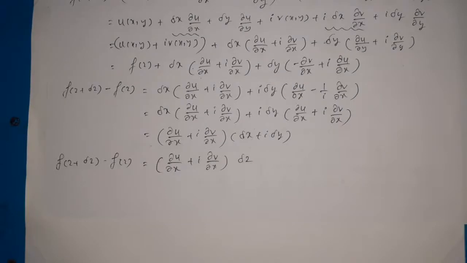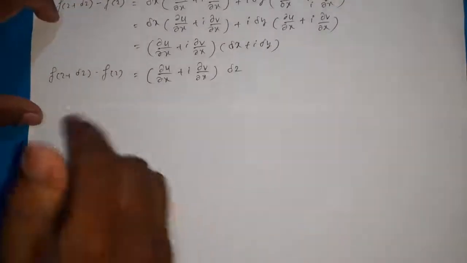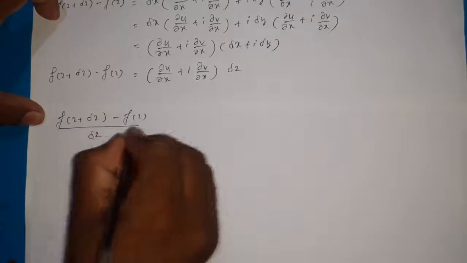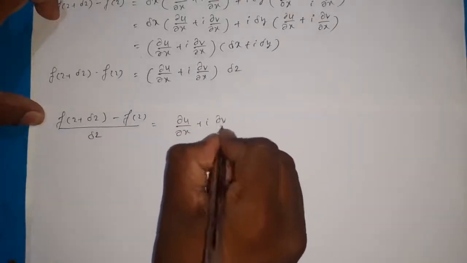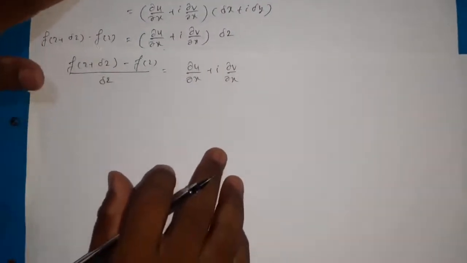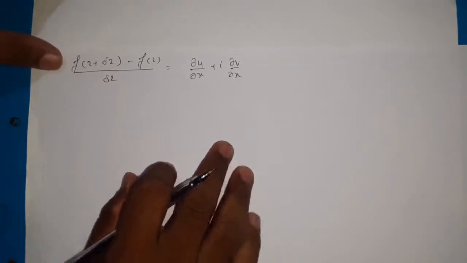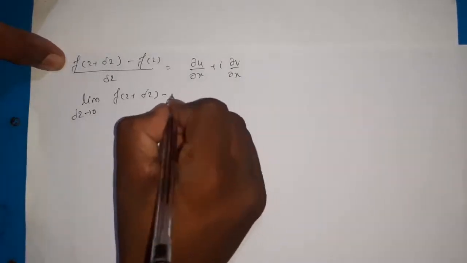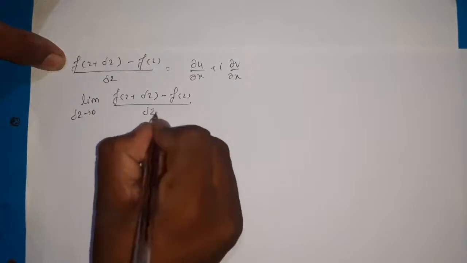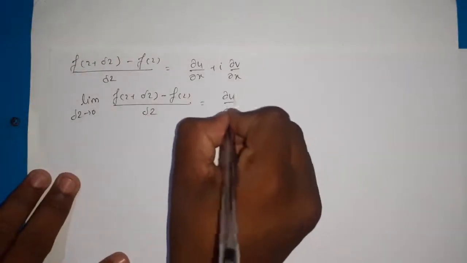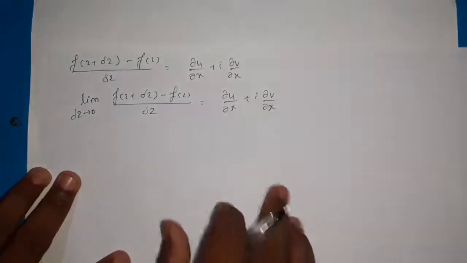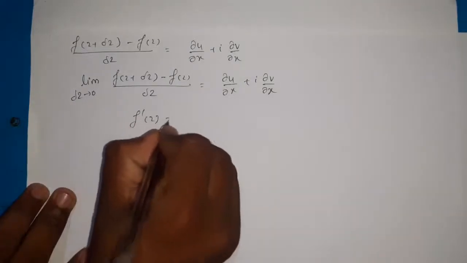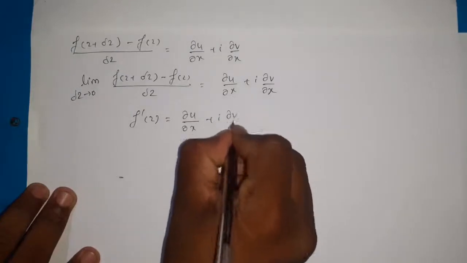So now rearranging this term, we got f of z plus delta z minus f of z divided by delta z is equal to dou u by dou x plus I into dou v by dou x. Now applying the limit on LHS, limit as delta z tends to 0, f of z plus delta z minus f of z divided by delta z is equal to dou u by dou x plus I into dou v by dou x. So by using the definition of f dash of z, this term can be written as f dash of z equal to dou u by dou x plus I into dou v by dou x.